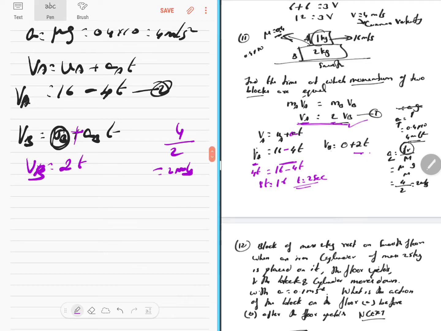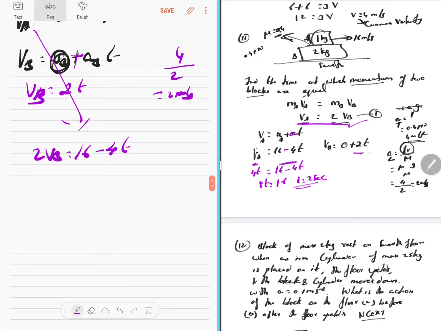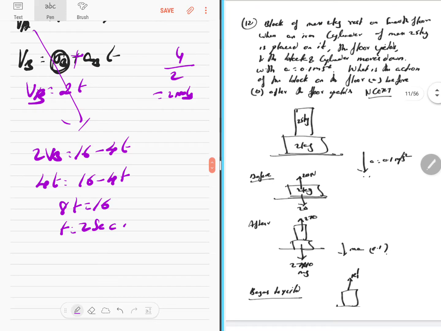You already know in this first equation, instead of VA you can write 2 times VB is equal to 16 minus 4t, because VA is 2 times VB. That's the first equation that we got. And VB itself is 2t, so 4t is equal to 16 minus 4t, thus 8t is equal to 16, hence t is equal to 2 seconds. It's a very difficult sum for me. Let's go to the next sum.